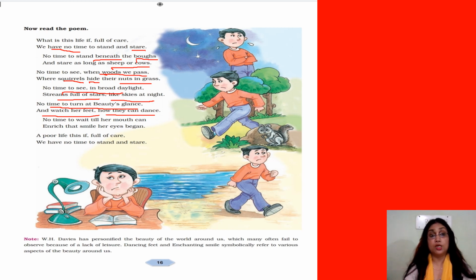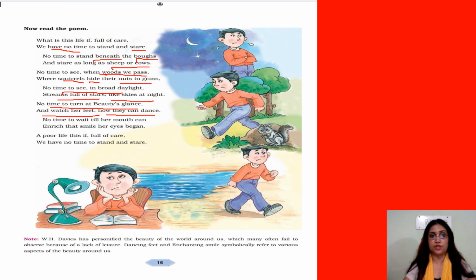Okay, so a poet wants to say, "No time to turn at beauty's glance and watch her feet, how they can dance." Now see here, you can see the dance anywhere. Even if I say the tree is dancing, you cannot think the tree can run around and dance, but we have personified it. We are trying to say that when the wind blows, the boughs of the trees, the branches and the leaves dance.